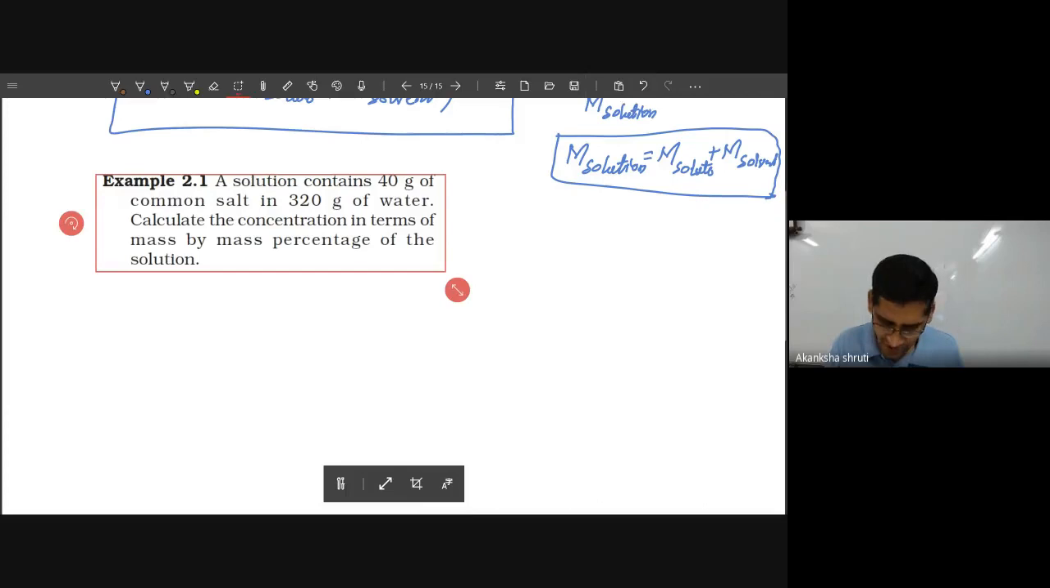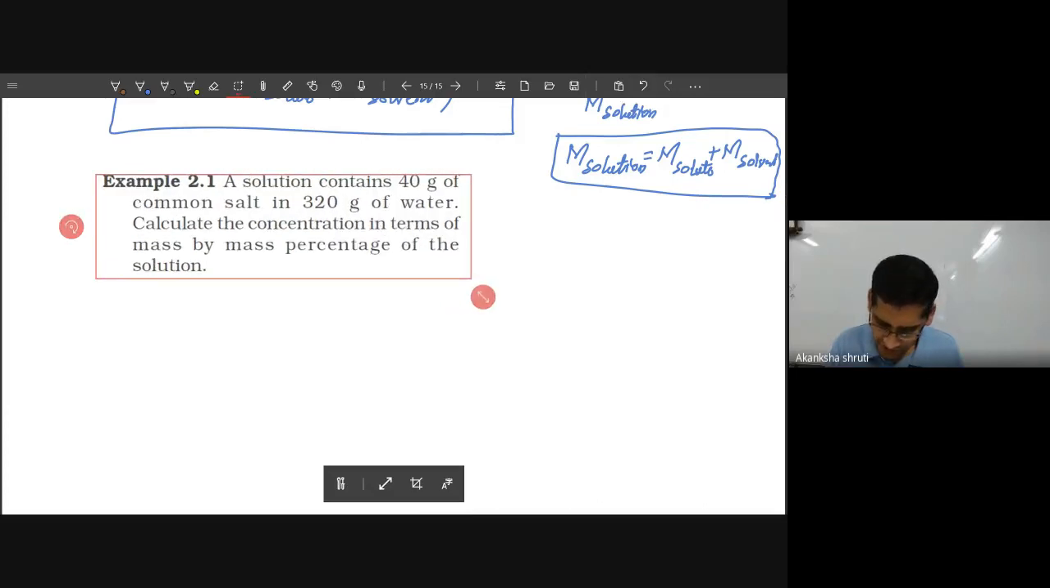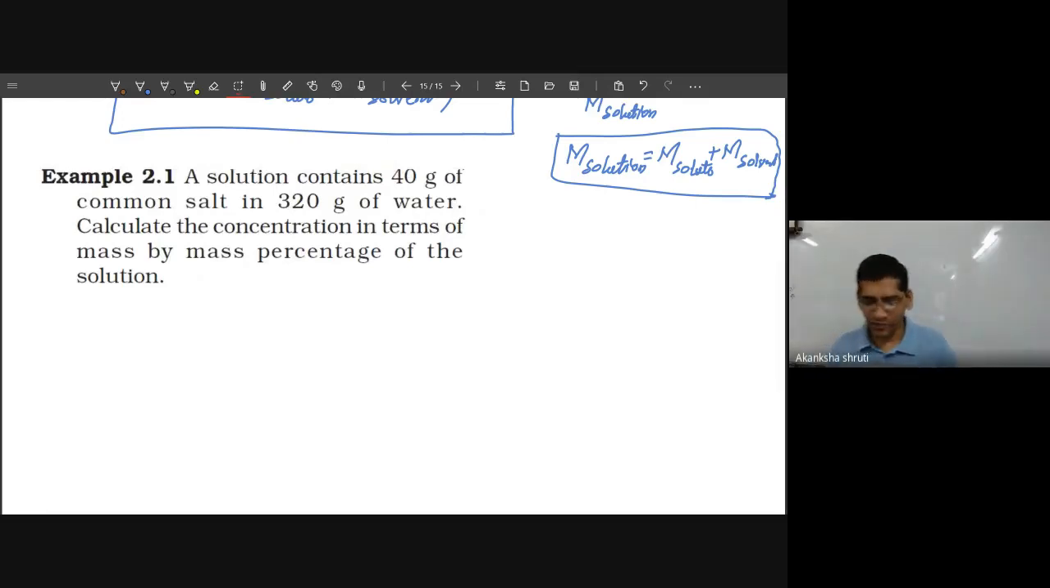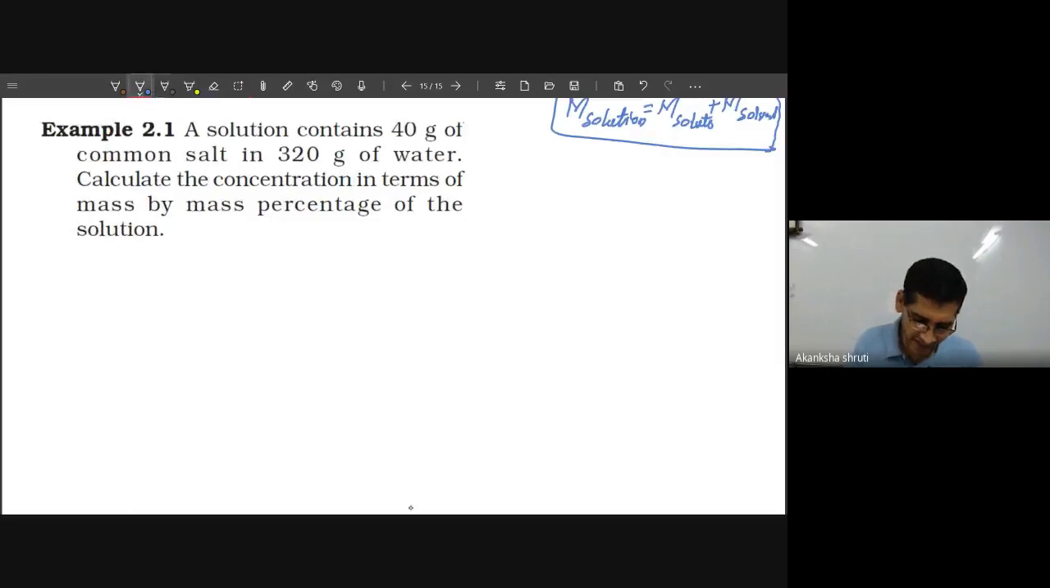So students, this is the numerical that you have to do. Please do it. It is very easy. Whatever is given, how to solve a numerical, I had already told you: how to approach any given numerical. Very first, you have to note down whatever data is given in symbol form.